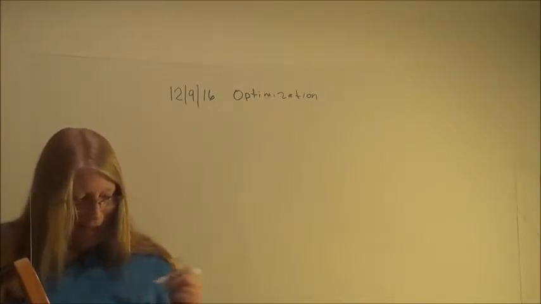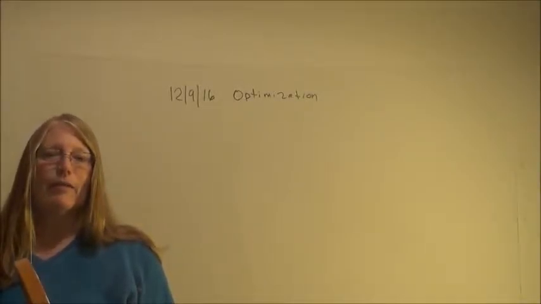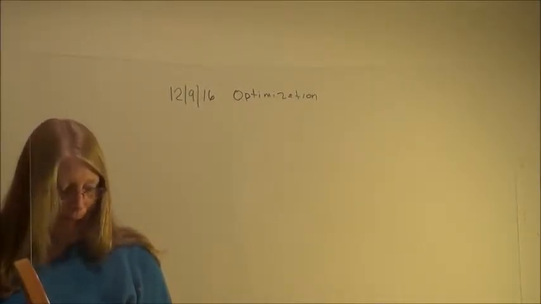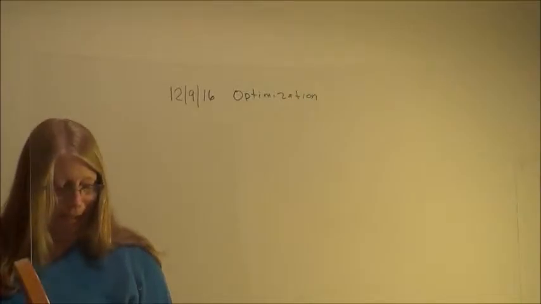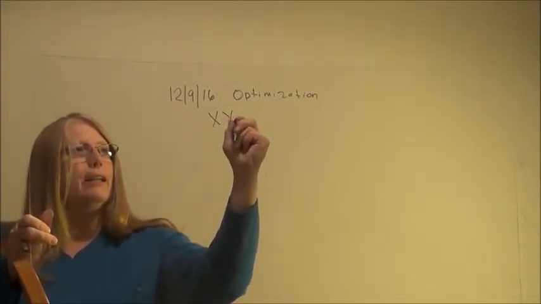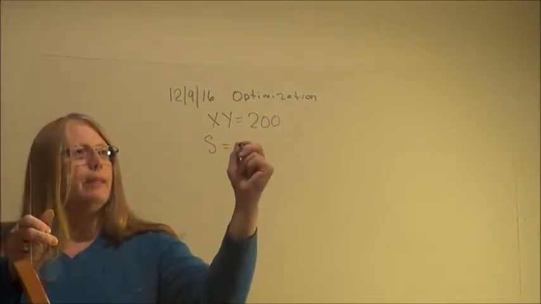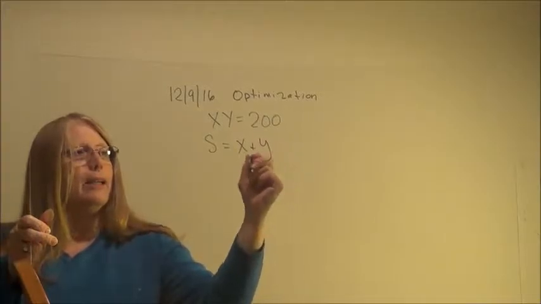I just want to run over another optimization problem, so you have another one in your arsenal. This problem involves numbers. I have two numbers, and they multiply to give me 200, and I want you to minimize their sum. We're going to use calculus to figure that out. So, two numbers multiply to give me 200, yet their sum is going to be minimized.